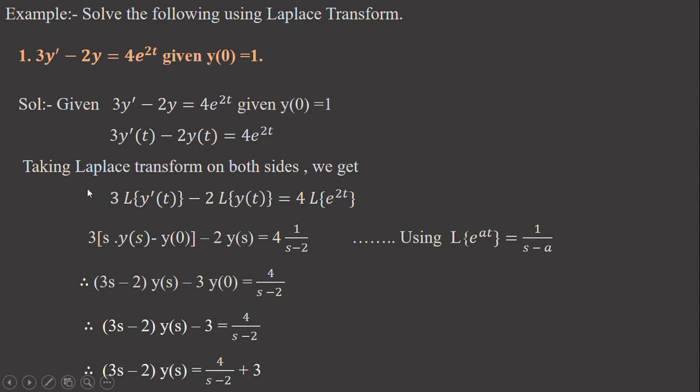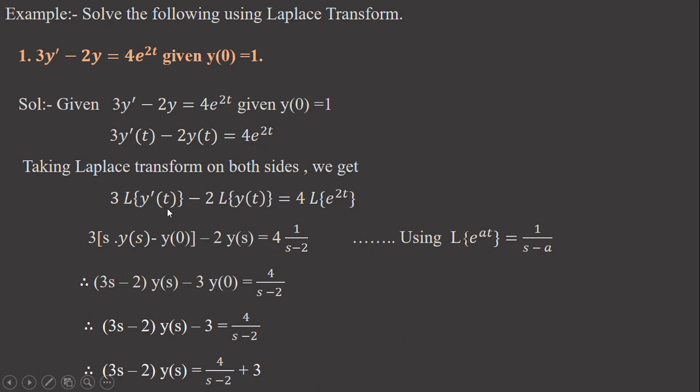Your first step says that you have to take Laplace transform on both sides. So let us take that Laplace transform to both sides. In each and every term there are constants 3, 2, 4. So we'll take those constants out first of all and apply Laplace transform on the function. So 3 into Laplace transform of y dash of t minus 2 into Laplace transform of y of t equal to 4 into, as it is, Laplace transform of e raised to 2t.